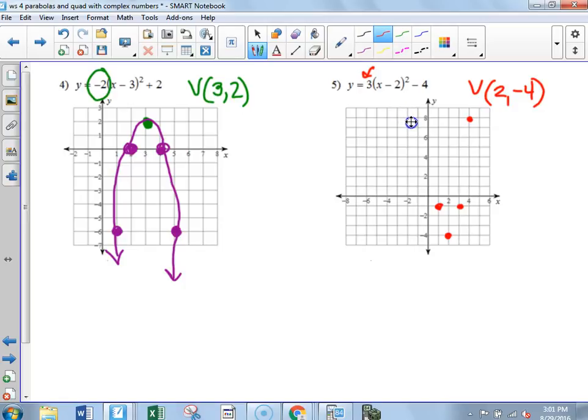Now, am I going to take your calculator away from you? No. So do you know how to do that on your calculator? And find nice, pretty ordered pairs by going to the table?